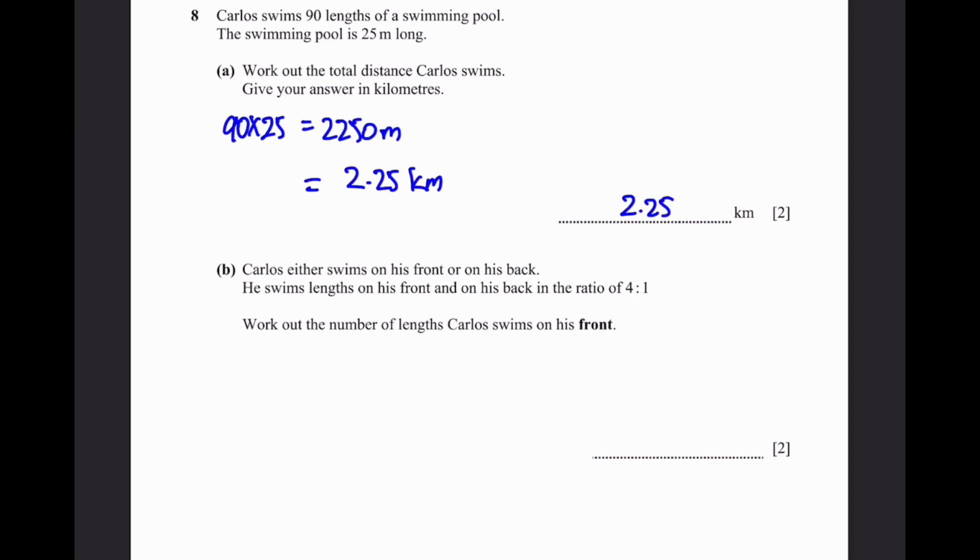B. Carlos either swims on his front or his back. He swims lengths on his front and his back in the ratio of 4:1. Look at the number of lengths Carlos swims on his front. That means 5 parts because 4 plus 1 is equal to 90 lengths.